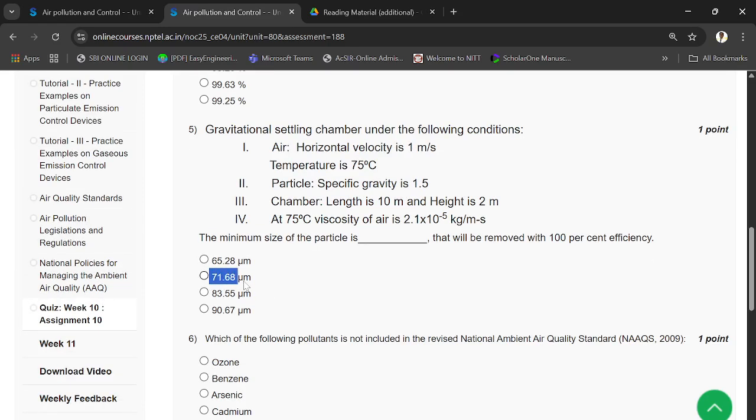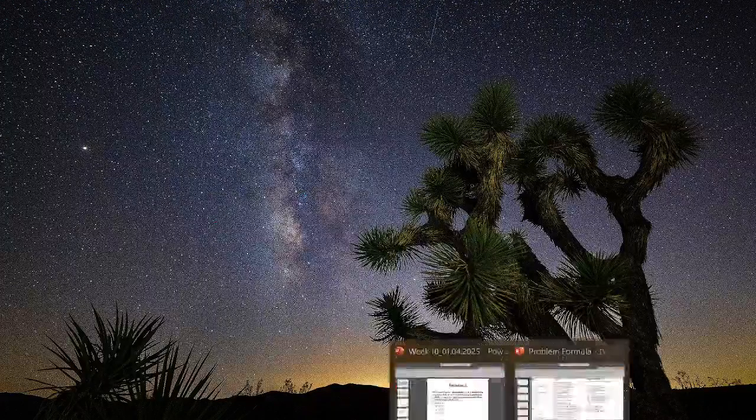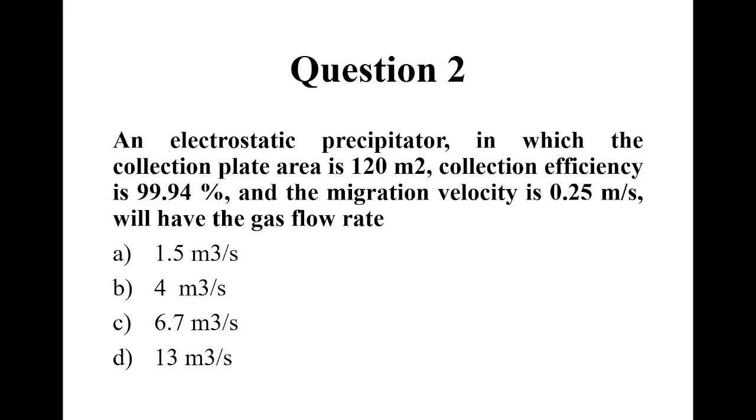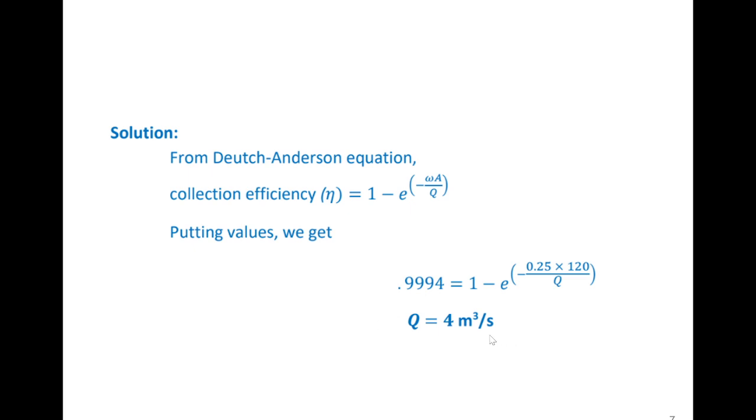It's there, right? 71.68. You can click this, no issue. Yeah. Okay. I'll move on. So they are saying it's an electrostatic precipitator. Efficiency is given, so we can easily find Q, right?